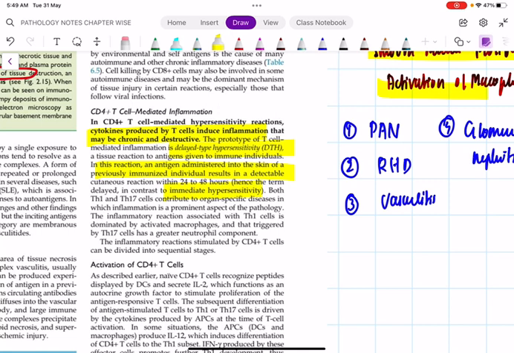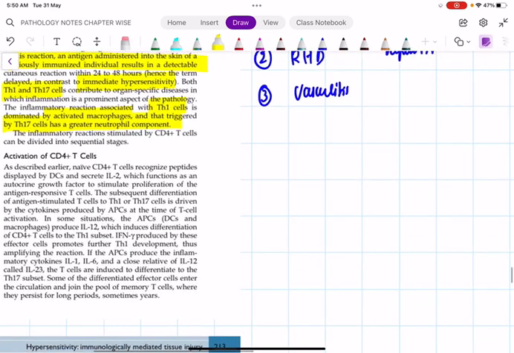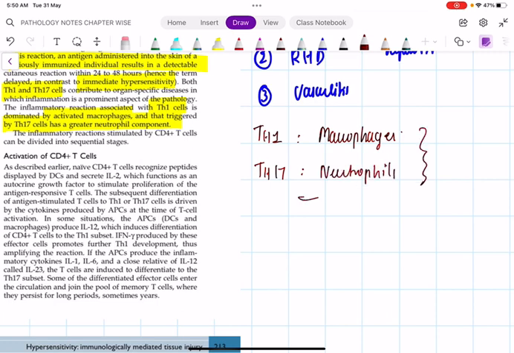And remember, the important lymphocytes which come into play are T helper 1 cells and T helper 17 cells. T helper 1 cells mainly cause activation of macrophages, whereas T helper 17 cells will mainly trigger the activation of neutrophils. I am writing these 2 points again because it is important. T helper 1 cells, macrophages. T helper 17 cells, neutrophils. I hope these things are clear for you.